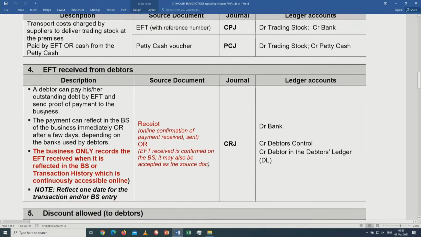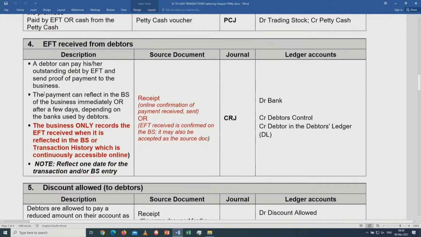EFT received from the debtor. This one I've highlighted in red because there is a transaction that I want to show you.